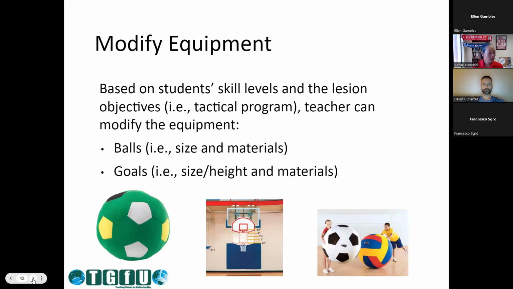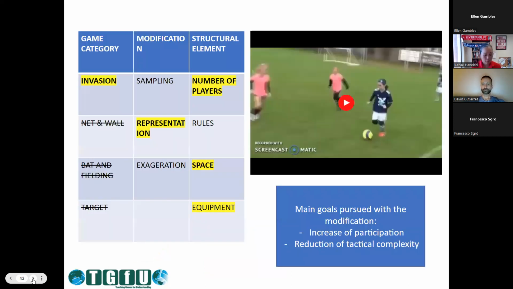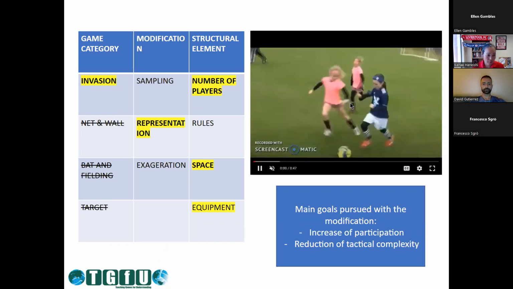So then let's see. So this is an example video of invasion game modification. Let's see.